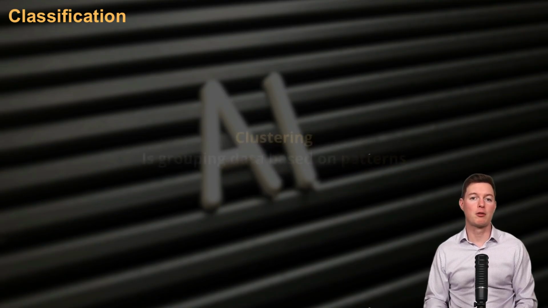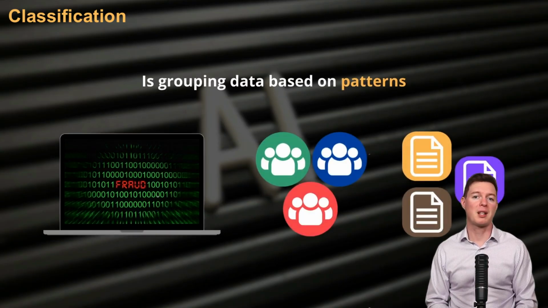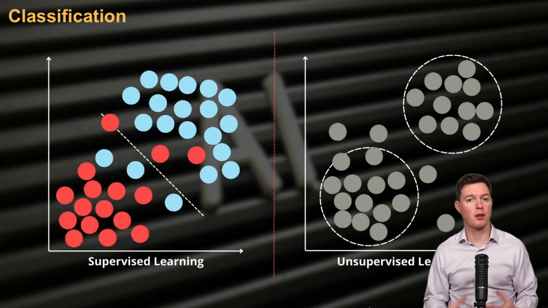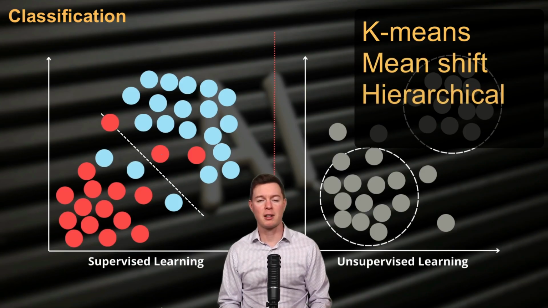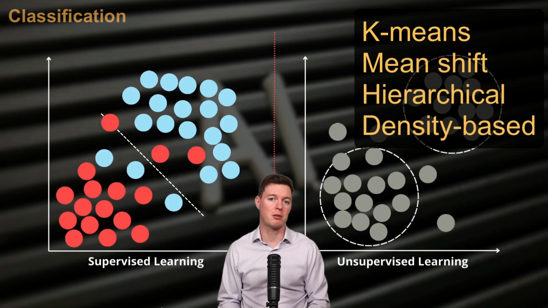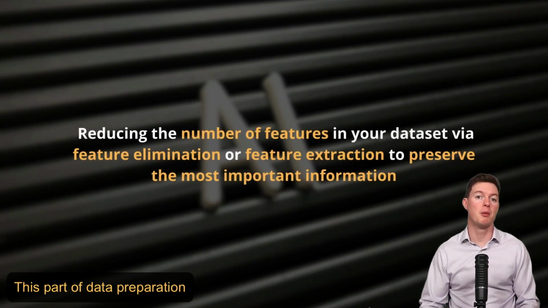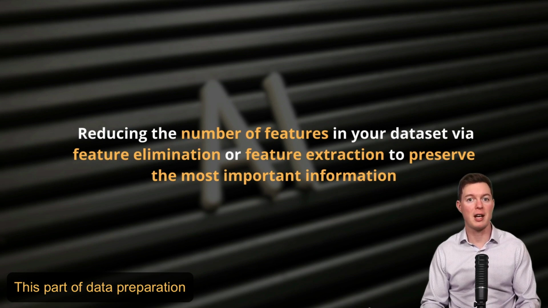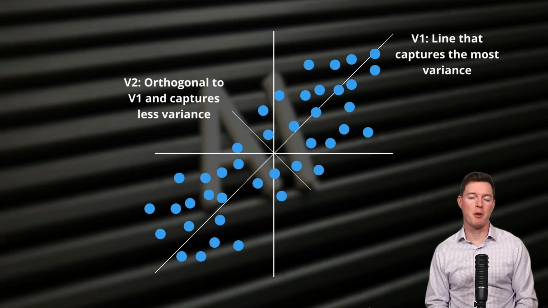Okay, so clustering is grouping data based on patterns and is used in fraud detection, customer classification, and documentation classification. There are different methods for clustering, including k-means, mean shift, hierarchical and density-based clustering, and for dimensionality reduction, which basically means reducing the numbers of features in your dataset via feature elimination or feature extraction to preserve the most important information. One popular method of doing this is principal component analysis.